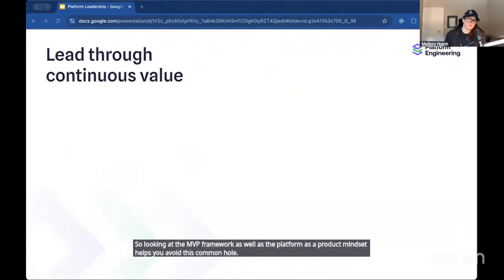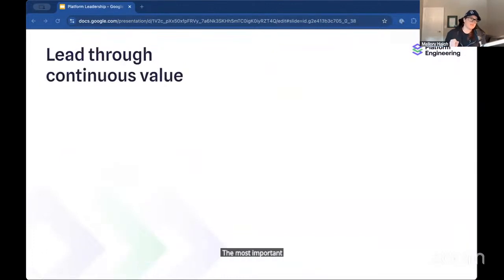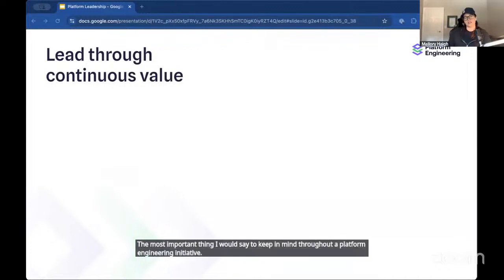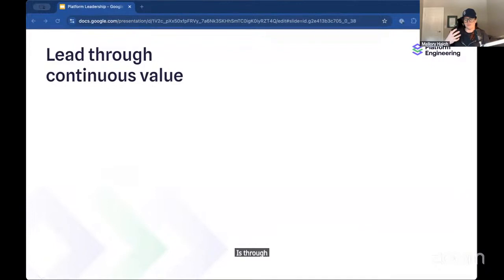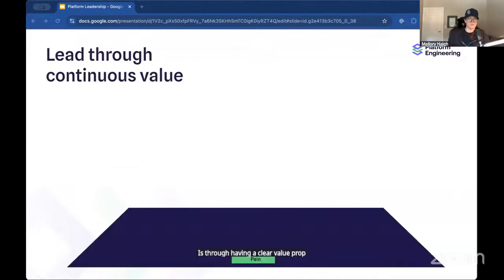The most important thing I would say to keep in mind throughout a platform engineering initiative, especially if you are a leader in this space, is that you need to lead through proving continuous value. It's not just through strategy and direction, it's through having a clear value prop for both of those things.